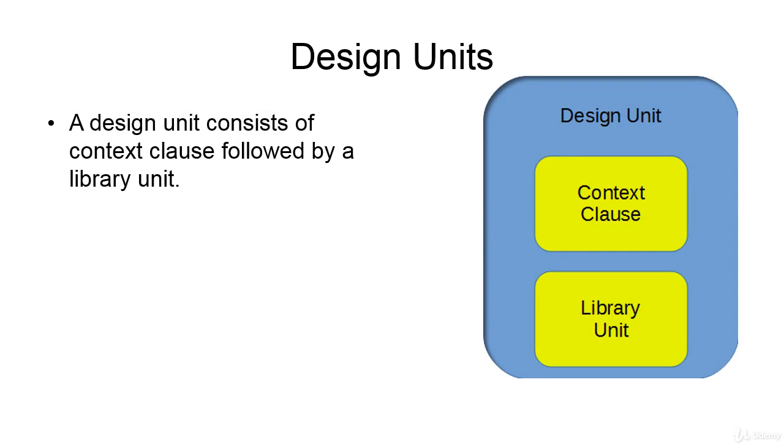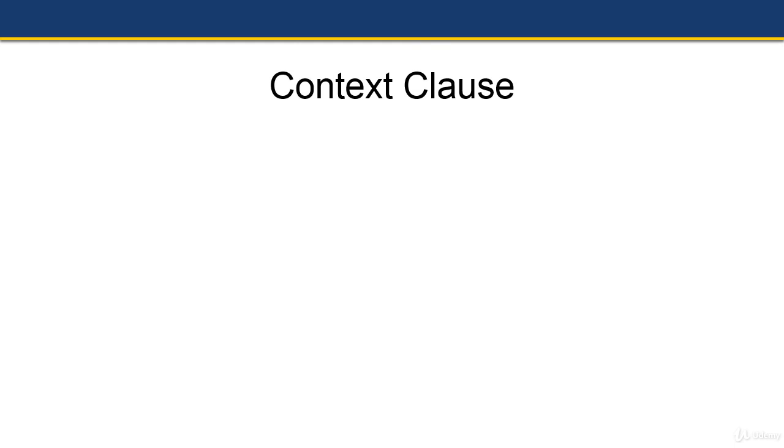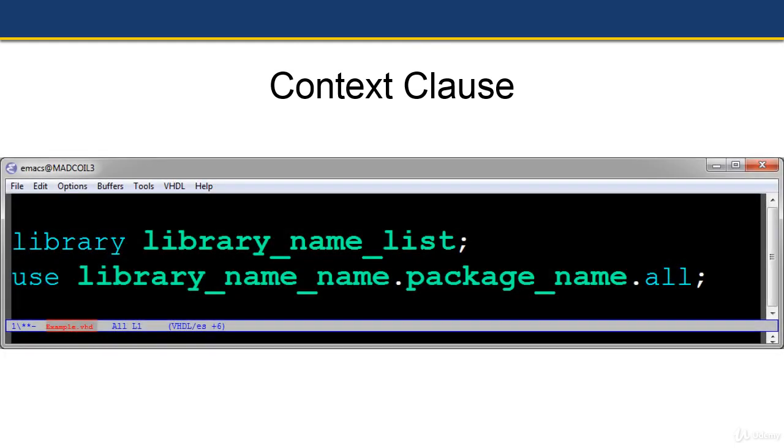A design unit consists of a context clause followed by a library unit. A context clause consists of one or more context items, either implicitly or explicitly. A context item consists of a library clause followed by a use clause. It is used to name one or more libraries and make library units, like packages within those libraries, visible through the library unit that immediately follows.